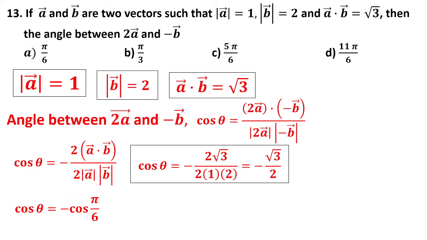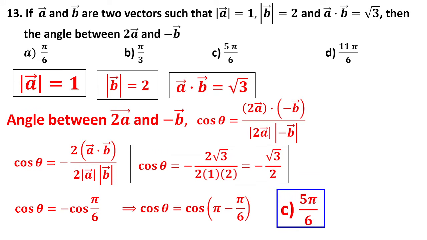Now whenever cos is negative, you have to push it to the second quadrant. Therefore I am pushing it to the second quadrant by writing it as pi minus pi by 6. Therefore the answer is 5 pi by 6, which is option C. Option C is the correct option.